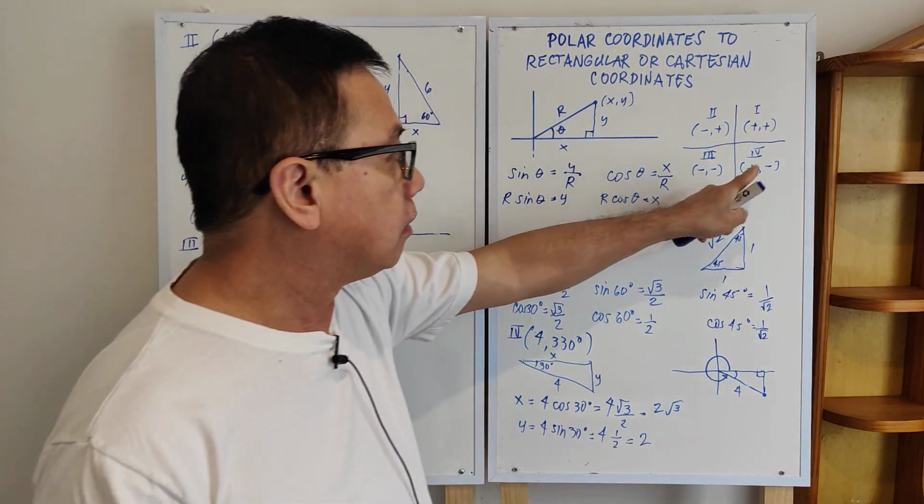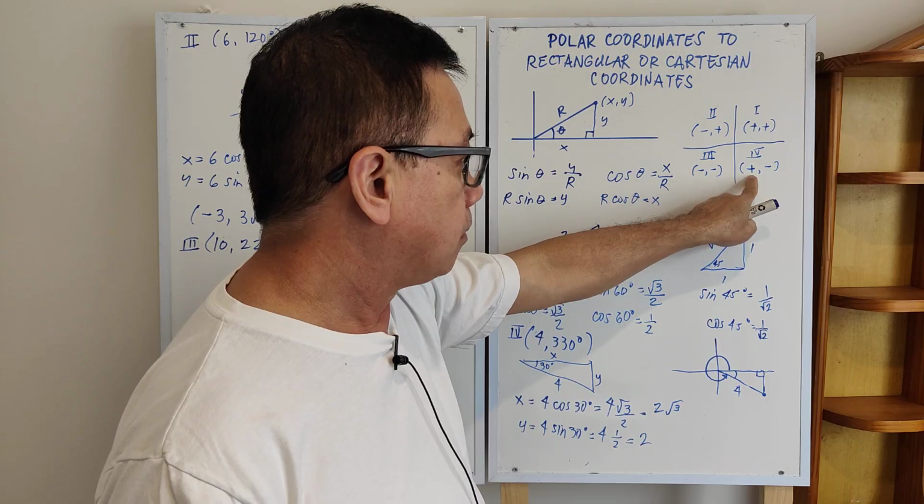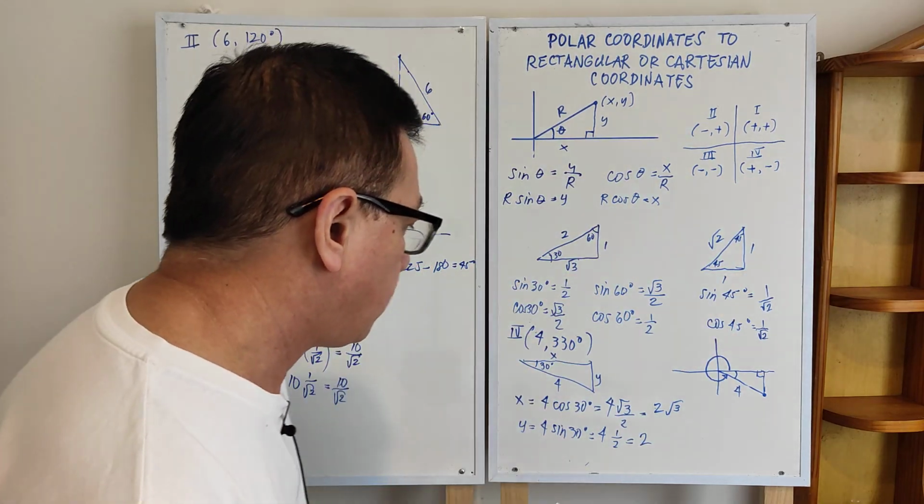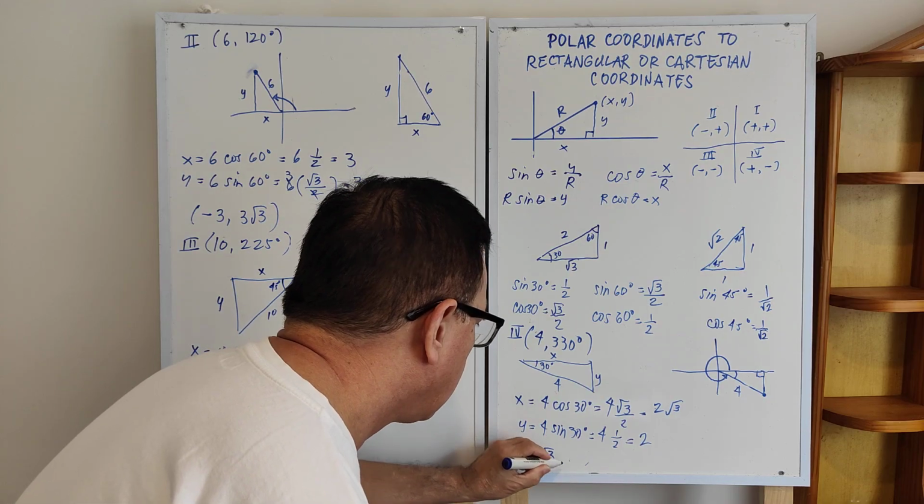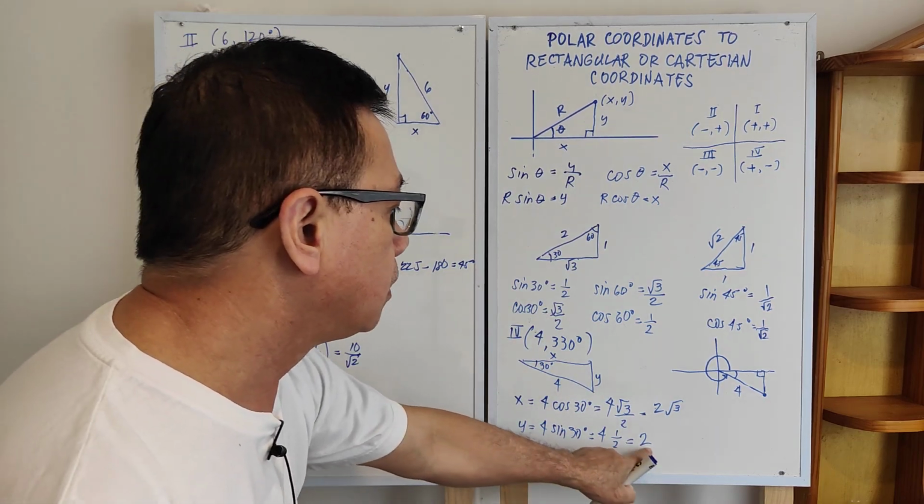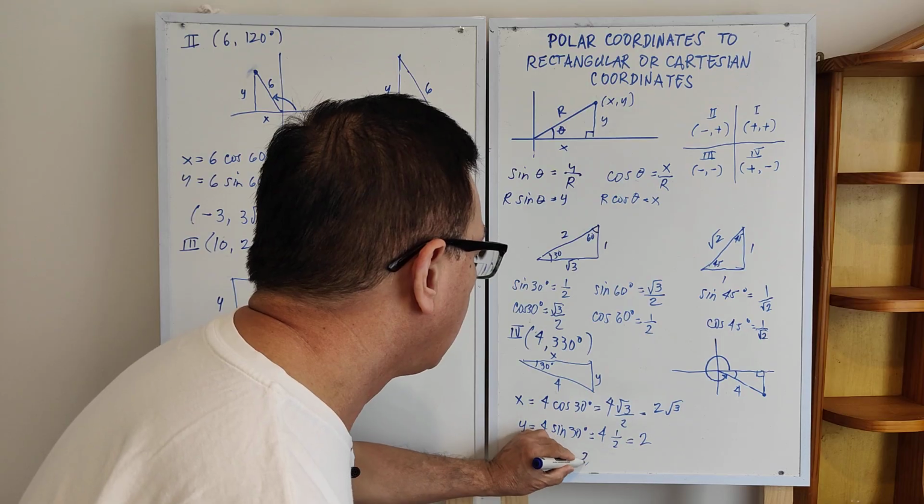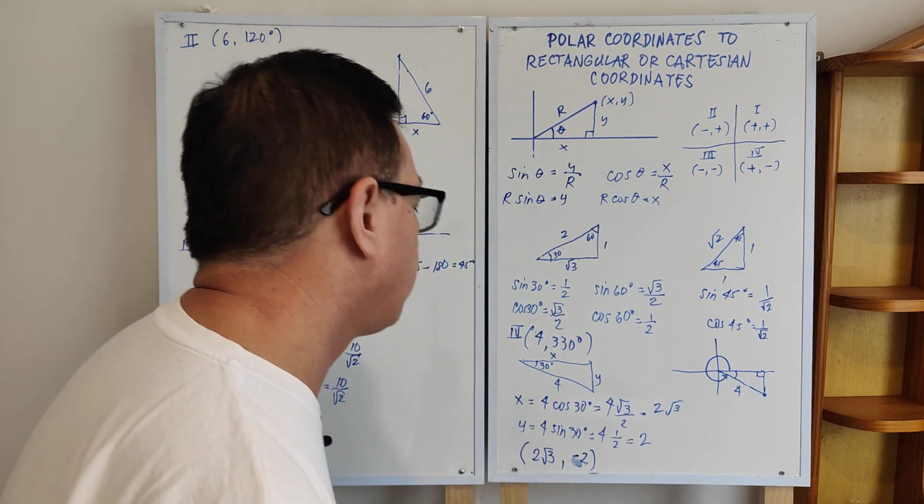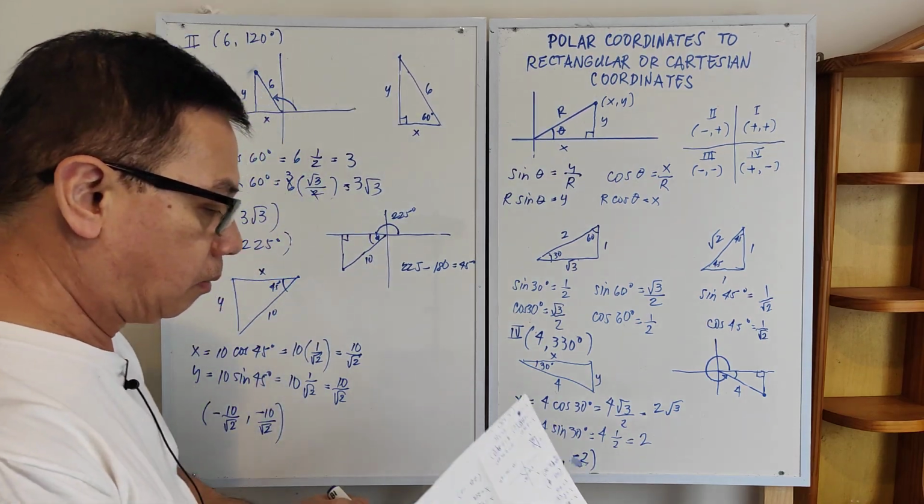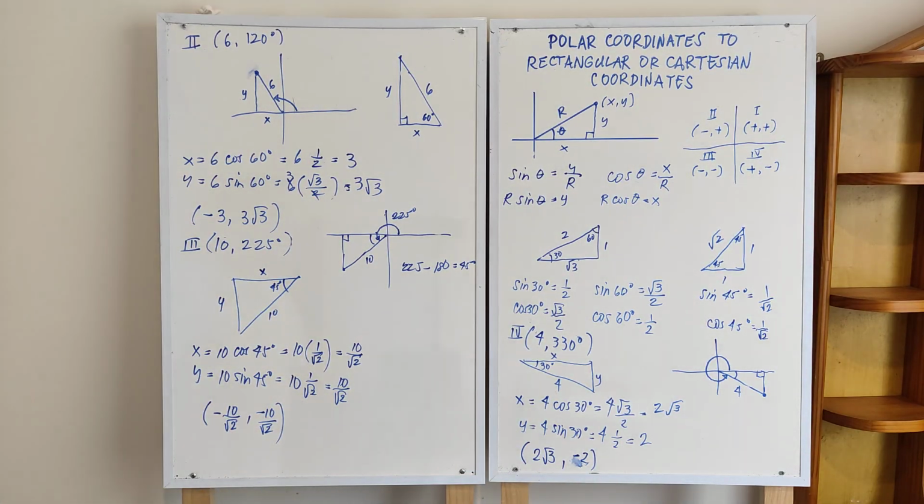Then checking our fourth quadrant is positive, negative. So your x is positive, 2 square root of 3. And then your y is negative. So this is negative 2. So 2 square root of 3 and negative 2. So this is your x and y.